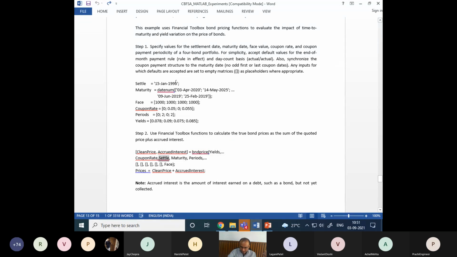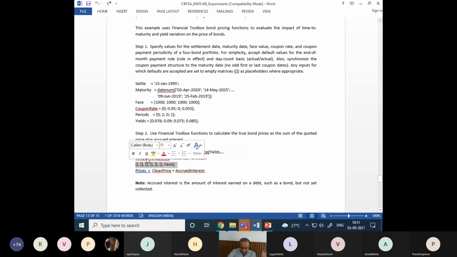You can also create a vector of the same 15 January 1995, otherwise a scalar is sufficient. Then maturity, which is in terms of date numbers, then periods. Then the other parameters are optional, which are not known, so I keep them blank, or you can say a null vector. You can refer to the help of bndprice for entering all the parameters to run the data analytics. And the last is face value. Some parameters are compulsory, which I have entered. Other parameters are optional. If available, I can enter them. If not available, I cannot. Then face value is available, so I am entering it.